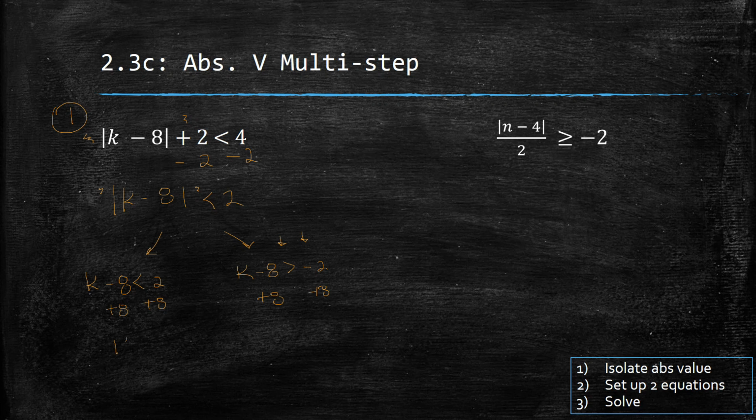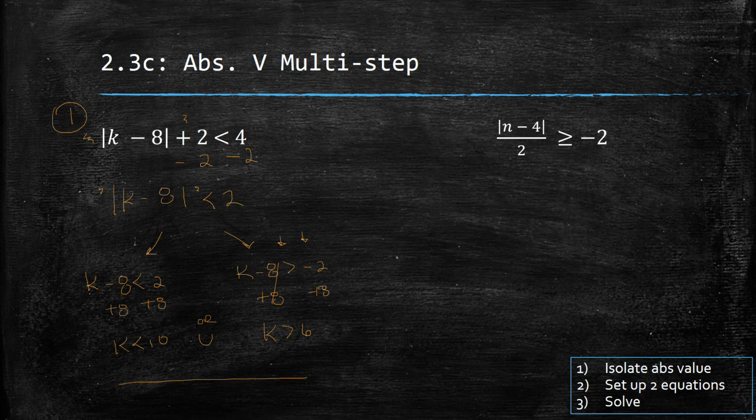Okay, so when we solve here, we're left with k. We didn't multiply or divide by a negative, so the inequality stays, k is less than 10. On the right hand side, our 8's canceled. We have k is now greater than positive 6. Remember, these are combined by the union, or their or.